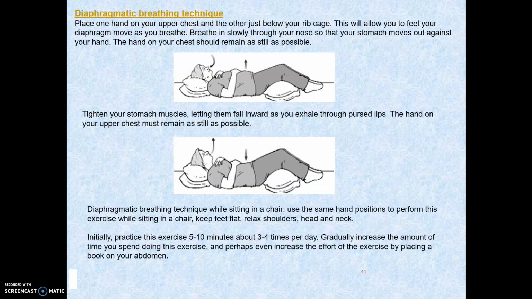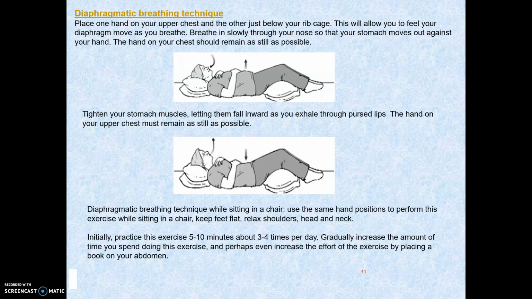So some diaphragmatic techniques here. Place one hand on the upper chest and the other on the lower rib cage. This will allow you to feel your diaphragm as you move. Breathe in slowly through your nose so that your stomach moves against your hand. The hand on your chest should remain as still as possible. Tighten your stomach muscles, letting them fall inward as you exhale through pursed lips. The hand on your upper chest must remain as still as possible. That's the important part.